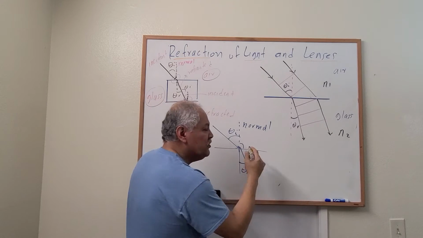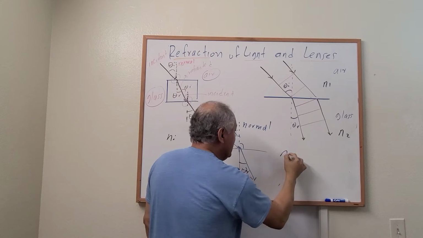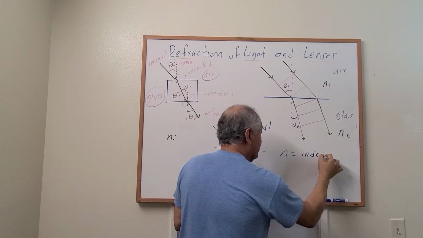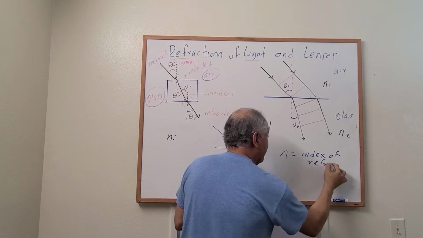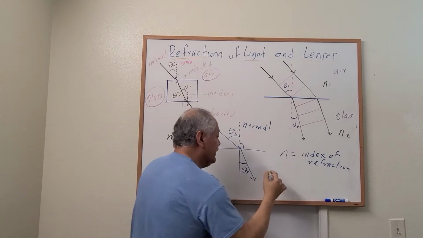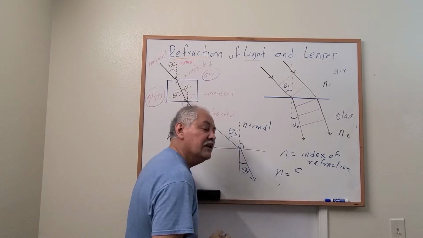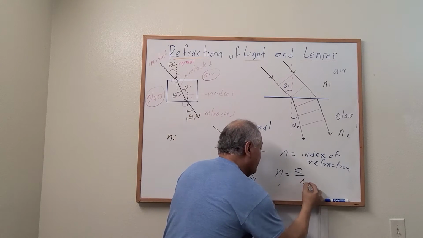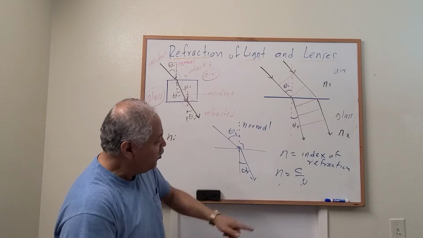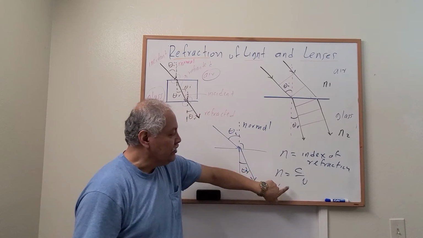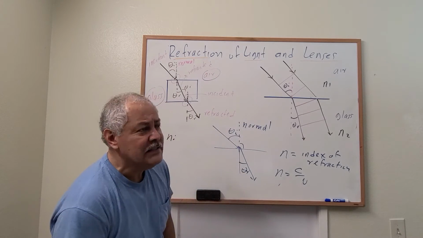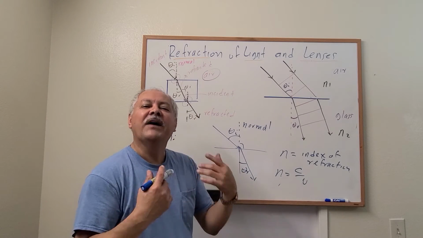And this medium is represented by a quantity that is called the index of refraction. This index of refraction is defined as the speed of light in vacuum divided by the speed of light in the transparent medium. Of course, this index of refraction usually is greater than 1 because the speed of light in the medium is less than the speed of light in vacuum.